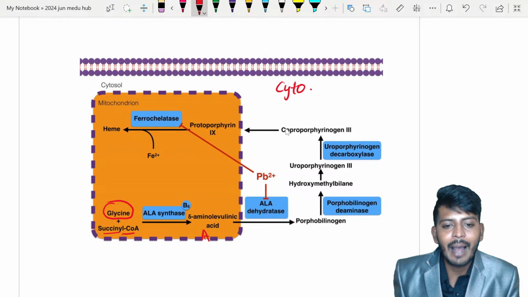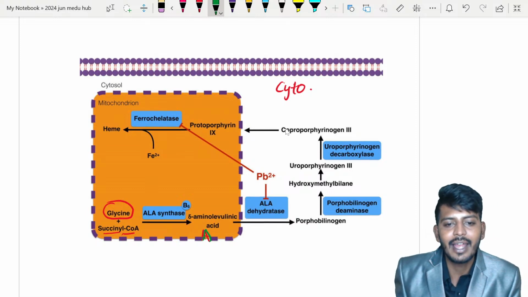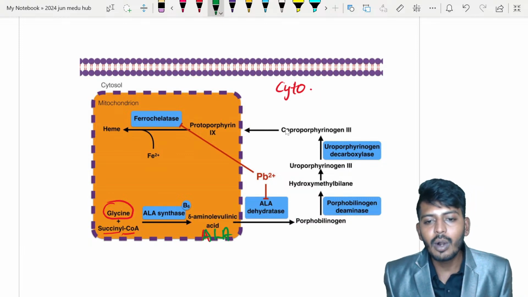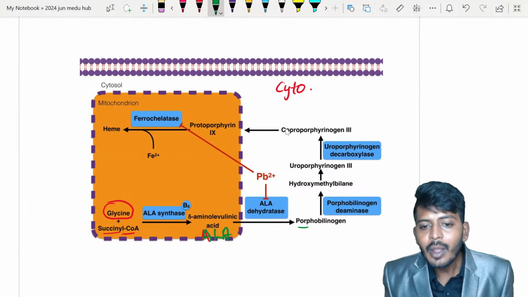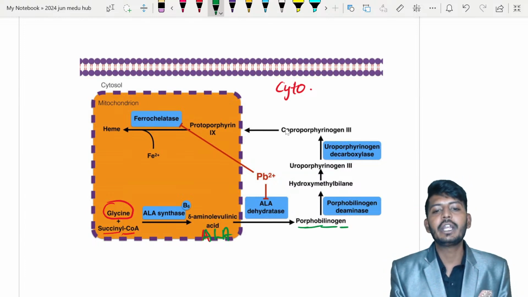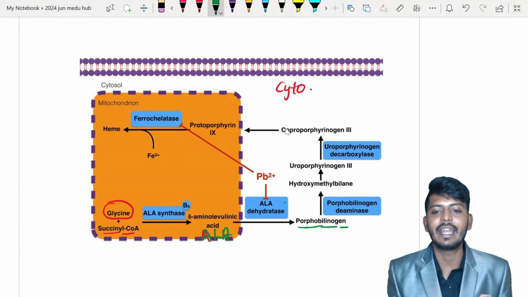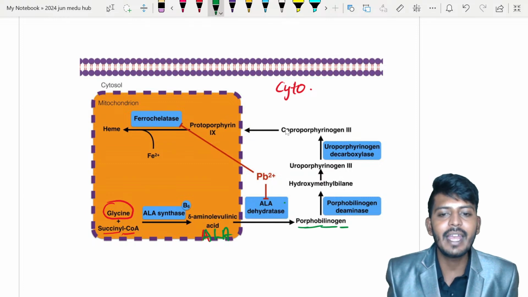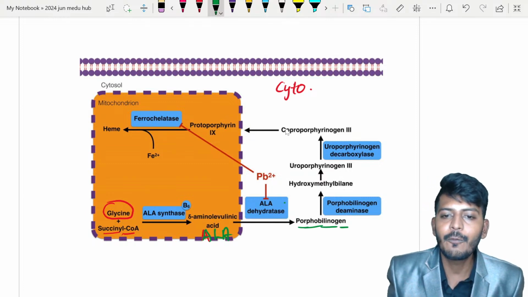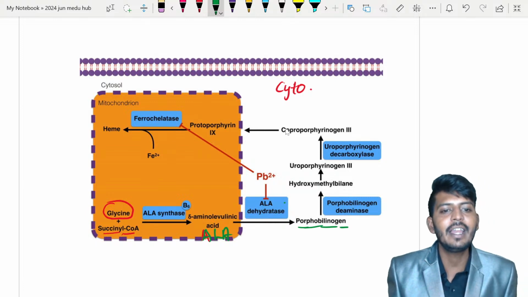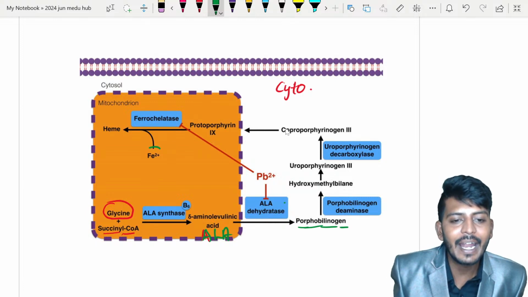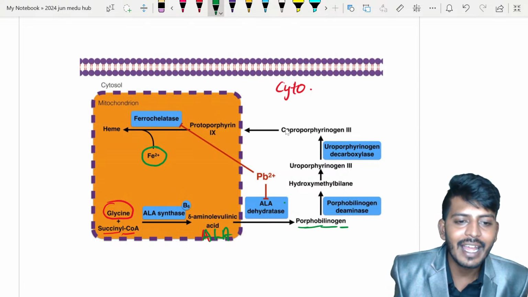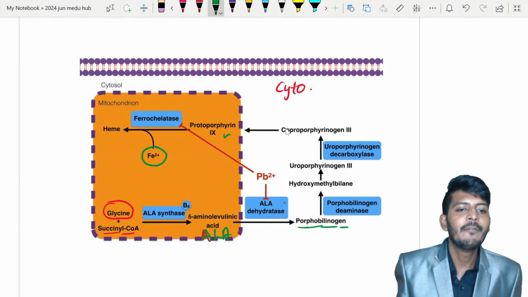we will get ALA, aminolevulinic acid. Aminolevulinic acid will get converted into porphobilinogen with the help of ALA dehydratase. From there, it will get converted into hydroxymethylbilane. From there, uroporphyrinogen 3, then coproporphyrinogen 3. From there, protoporphyrin, and this protoporphyrin will add Fe2+. After adding the Fe2+ into protoporphyrin 9, we will get the heme.